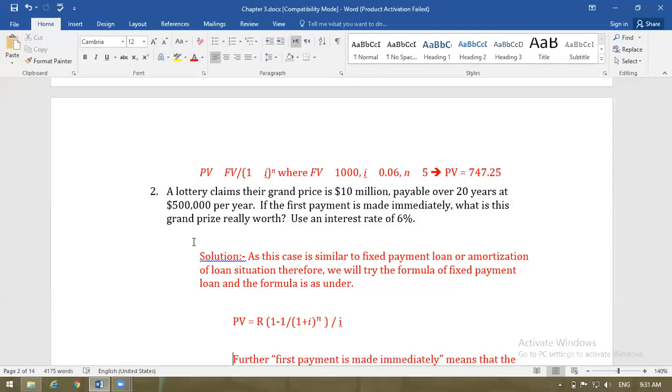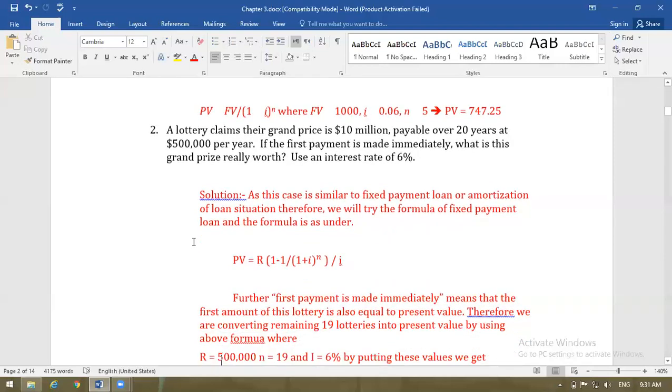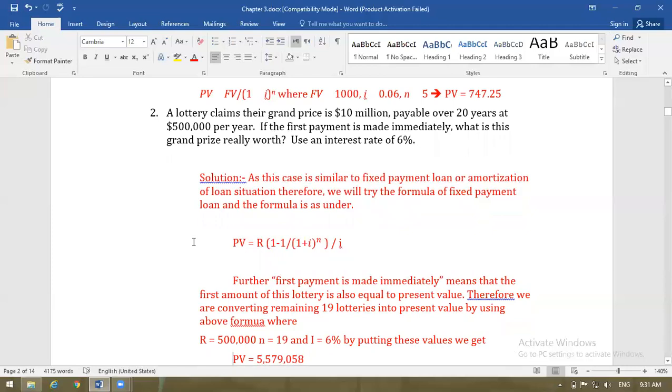So this case is a fixed payment case because its maturity is given, periodic payment is given, and interest rate is given. So this is the fixed payment, or amortization of loan, case. And the fixed payment case formula is present value is equal to R times 1 minus 1 divided by 1 plus I raised to power n, divided by I. Here R is equal to the periodic payment, 5 lakh per year.